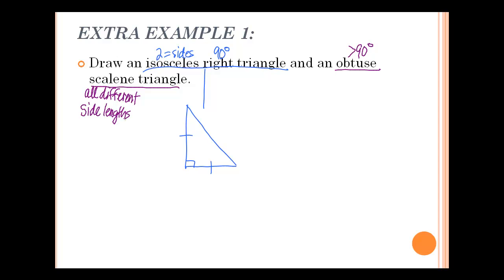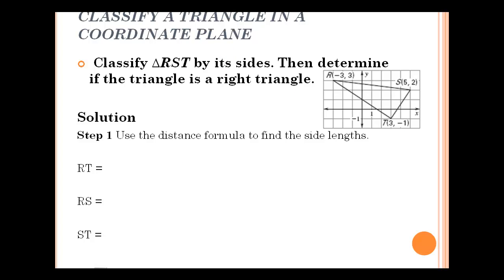Okay, so we need one angle greater than 90 and then all different side lengths. So there's an angle greater than 90 and all different side lengths. So that would be a good example of it. Let's look at our example 2, classify a triangle in a coordinate plane.